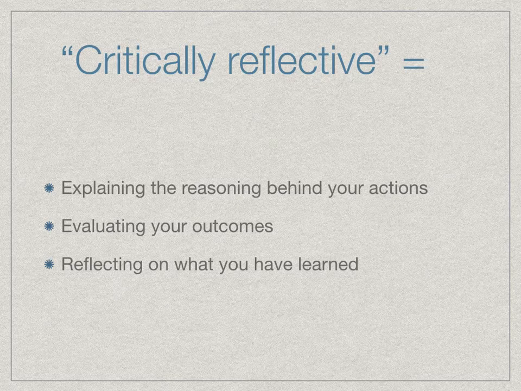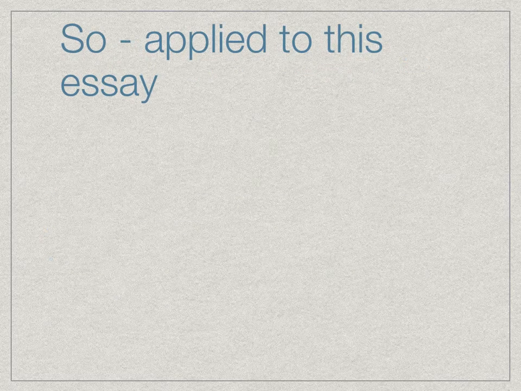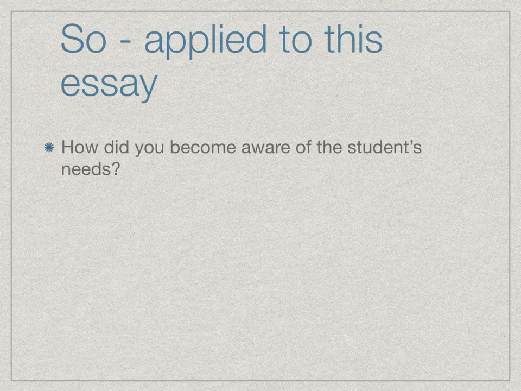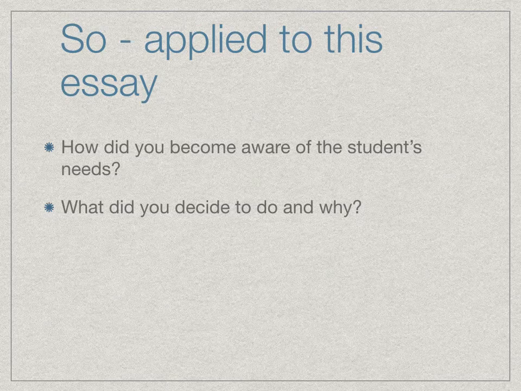So if you apply it to this 750-word essay, your essay needs to really answer the following questions. First of all, how did you become aware that the student had needs that they were hoping that you could help them meet? Did it come from student support? Was it something you observed in class? Was it something the student came and told you themselves? How did you become aware of their situation? Secondly, having become aware of their situation, what did you decide to do and why did you think that was going to be helpful? What was your thinking behind that?